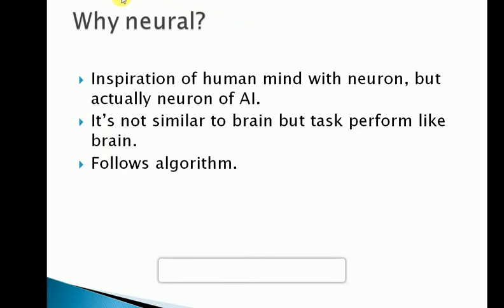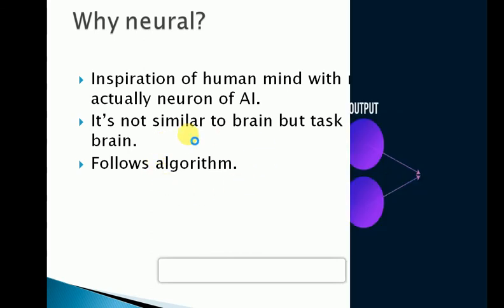So why are we calling it neural? Basically it takes inspiration from the human mind. Like in our mind, every nerve is connected to each other and a signal is passed. Here it is not exactly like a human brain, but it is similar: the task is performed like a brain, and as the mind follows neurons, it follows an algorithm, and on the basis of the algorithm we take decisions.